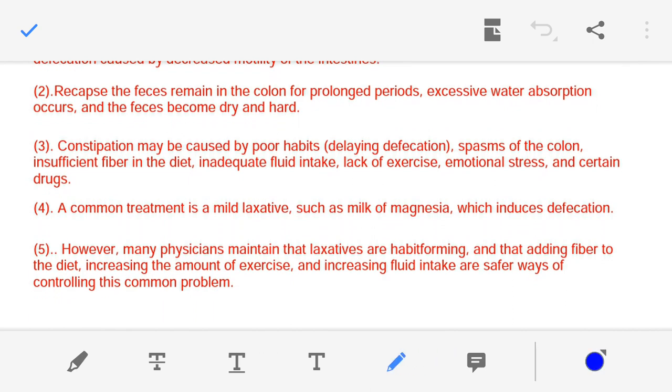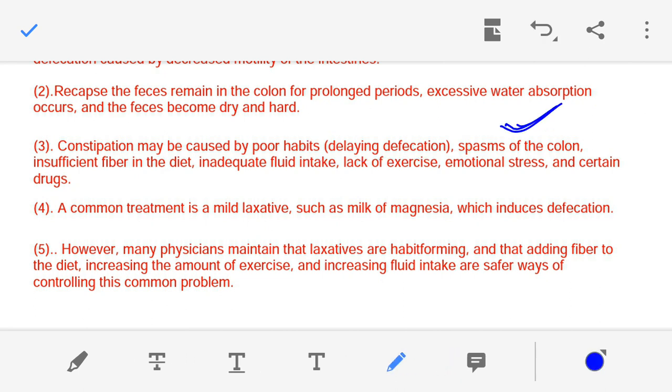Then the third point, poor habits of the person, for example delaying defecation. Many times the person has a very stressful life, for example busy in office work or in reading. Even if he is having nature's call, he somehow delays answering it. When we delay answering nature's call and do not use the toilet at the proper time, that is also one reason for constipation.